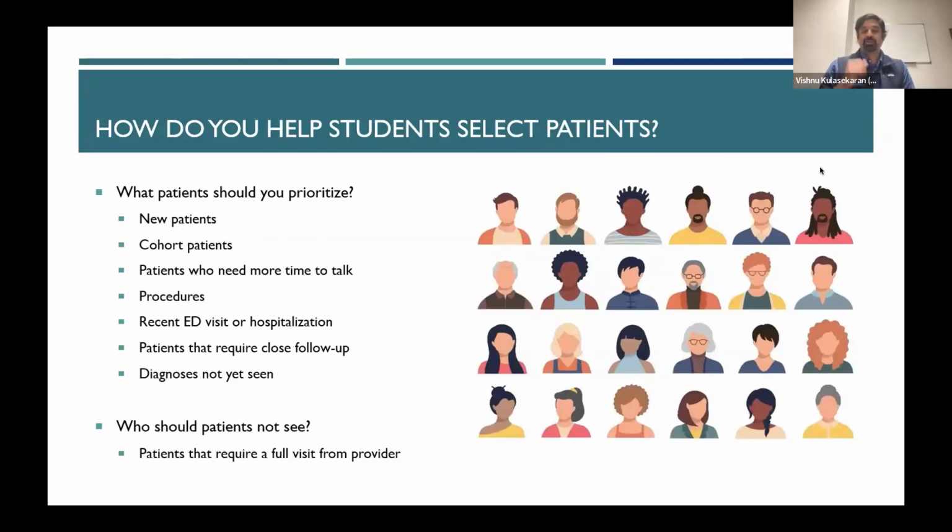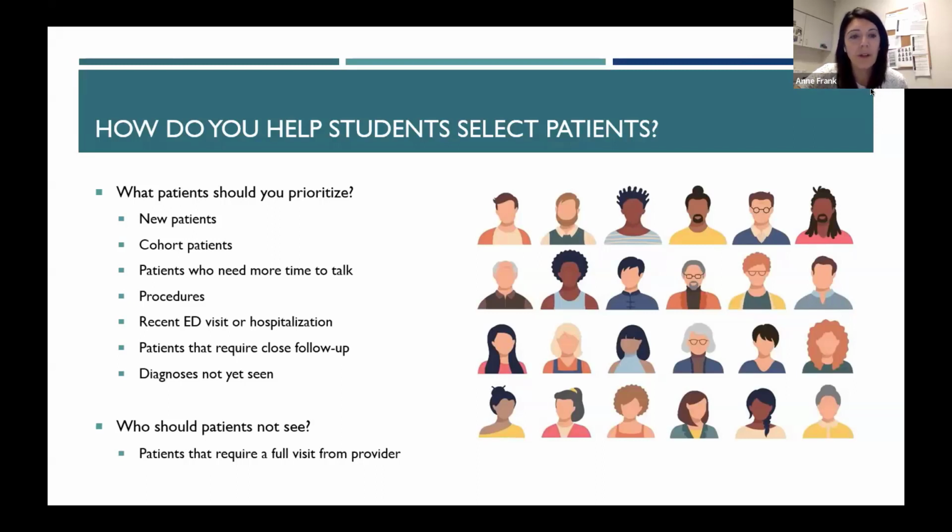Can you talk to us a little bit about how you are strategic about selecting patients for your students to see? Yeah, absolutely. Depending on the student, the time of the year, and what they've seen a lot of or haven't seen, I like to prioritize the following patients for students. I like students to see new patients. They can spend a little more time than I can gathering history, tracking down records, and trying to understand a patient concern. And it's a good cognitive exercise for them to see somebody undifferentiated.